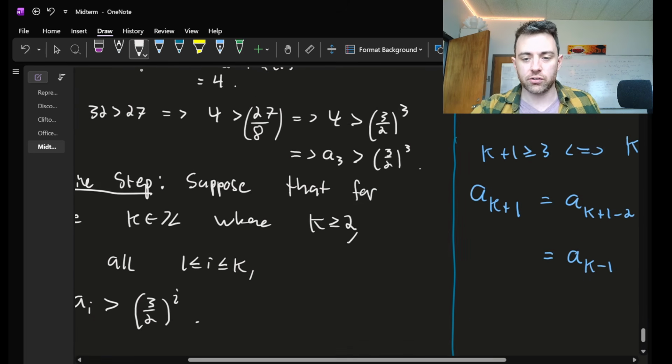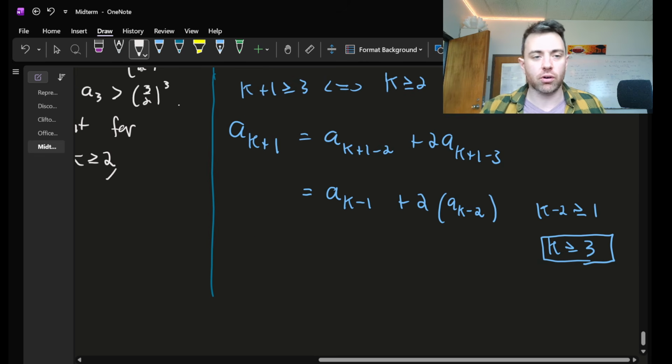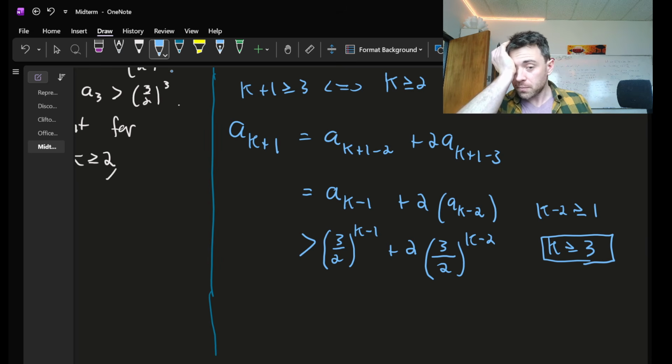Okay, fantastic. Now, let's go back over to our rough work, right? So all we've done is just repaired our base cases. So what the corresponding statement here would be by the induction hypothesis is that this is bigger than 3 over 2 to the k minus 1 plus 2 times 3 over 2 to the k minus 2. Okay. And what are we trying to show?